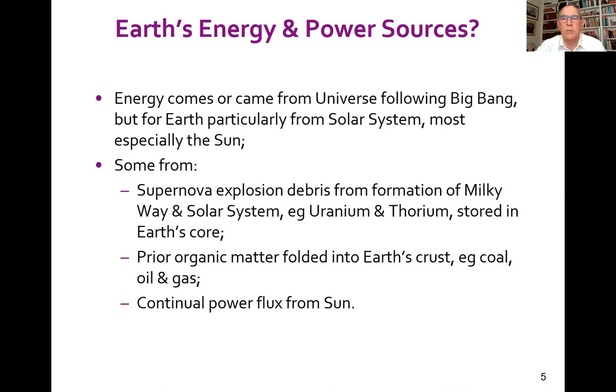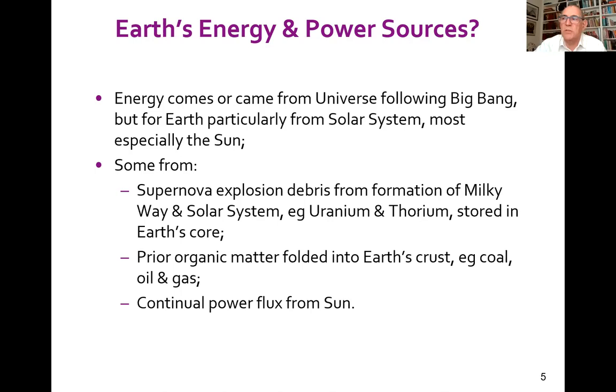So these are the heavy elements that are embedded in the Earth: uranium, thorium, things that we're using now for nuclear power. These came from the supernova formation of the Milky Way. The next source of energy is prior organic matter on Earth, plants, trees, animals. And that's been folded or layered into the Earth's crust, or the top level of the Earth's crust. So we've got coal, which is from plants. Oil and gas mainly comes from marine animals. So that energy is inside the Earth.